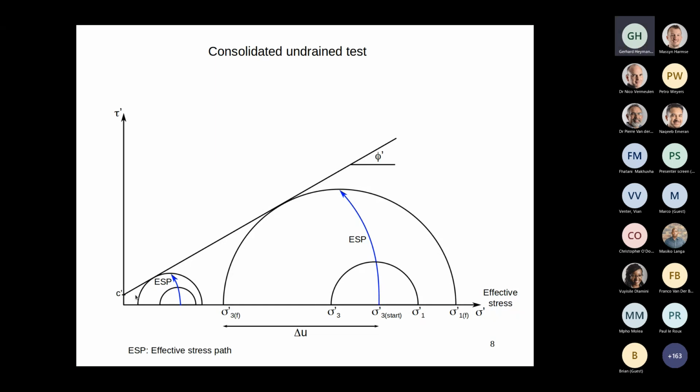And what are the strength parameters that we will get from these? If we fit our Mohr-Coulomb failure envelope tangentially to the Mohr circles at failure, we get c dash and phi dash. Why the dash? Because they are effective stress strength parameters.